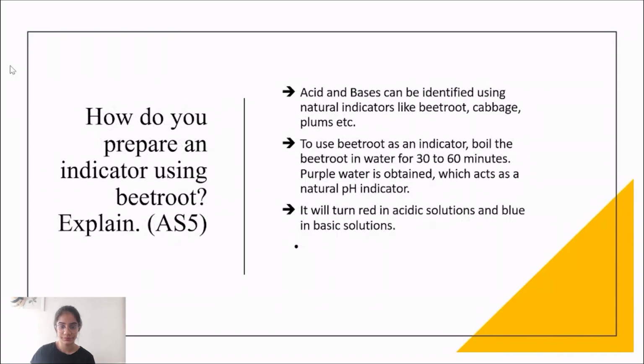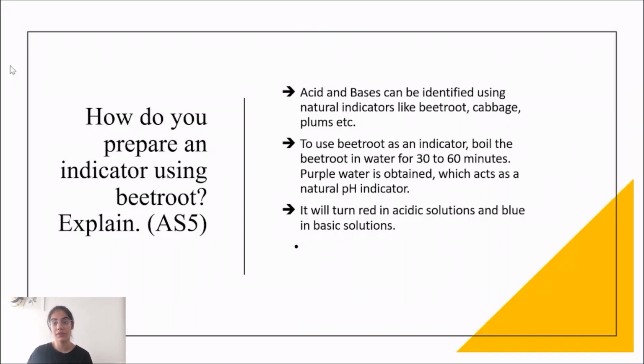Next question. How do you prepare an indicator using beetroot? Beetroot is a natural indicator which turns red in acidic solutions and blue in basic solutions. Acids and bases can be identified using natural indicators such as beetroot, cabbage, plums, turmeric, and even litmus.